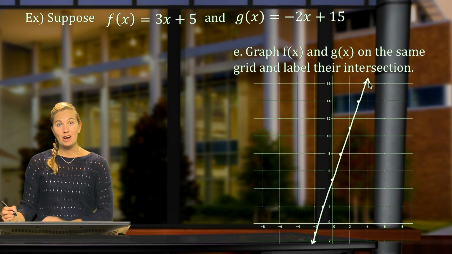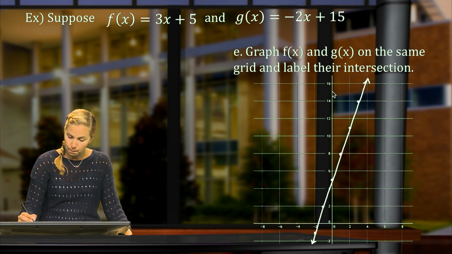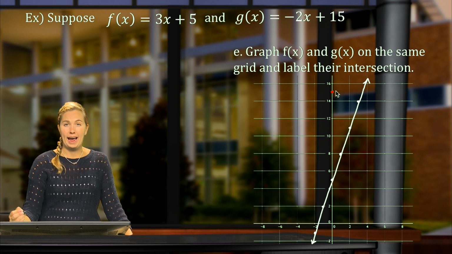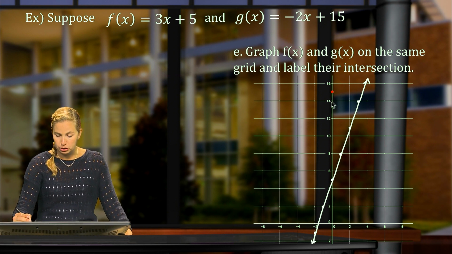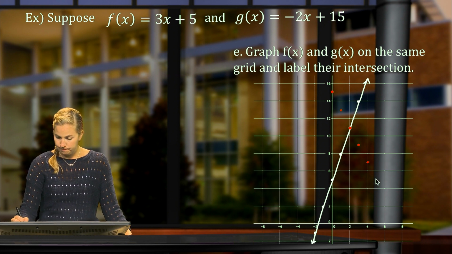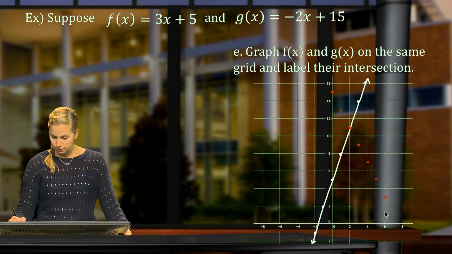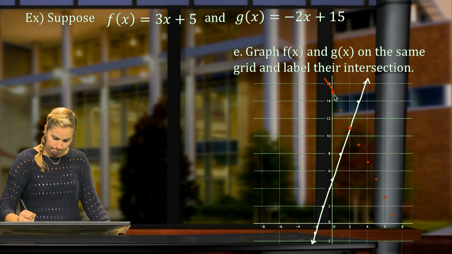And now in red, I'm going to graph g of x, negative 2x plus 15. So starting on the y-axis at 15, my slope is negative 2, so I'm going to go down 2 to the right 1. Down 2, right 1. And connect those points.